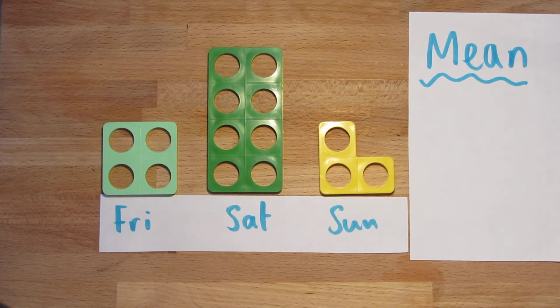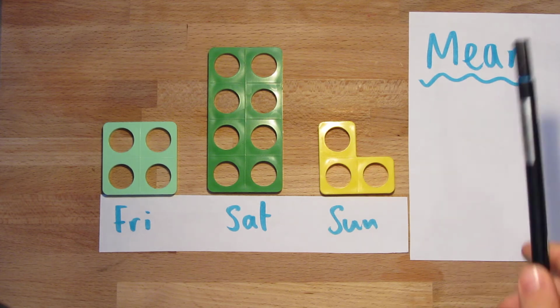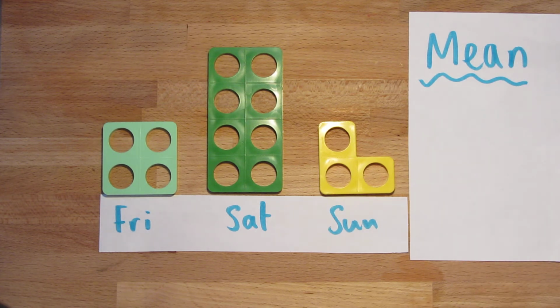Hi, in this video we're going to be looking at why it is that you have to add up the numbers and then divide by the number of numbers to find the mean. So let's take an example.